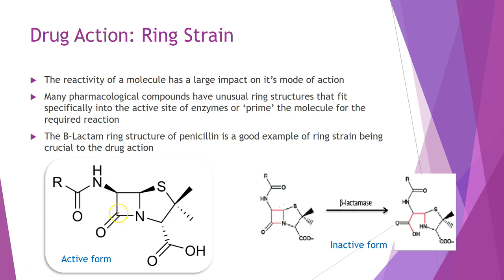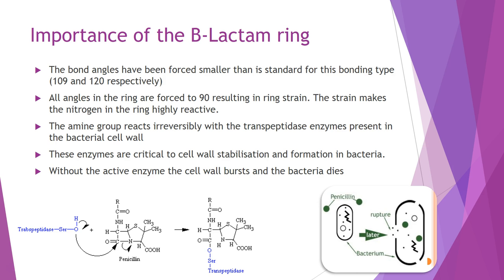So in the active form, this ring is primed, it's strained. Beta-lactamase actually works by breaking this ring and making the penicillin inactive. So the bond angles have been forced to a non-standard bond angle. Okay, so usually we would see 109 and 120. What we see with this strained ring is bond angles around 90 degrees, which is what is responsible for the ring strain.